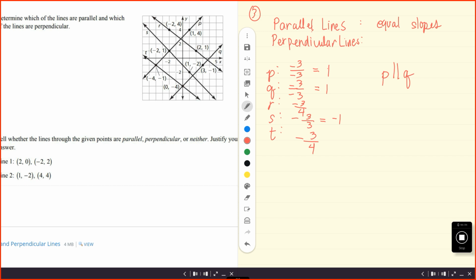Okay, now that we have all their slopes, I think we can make more conclusions as to whether they are parallel or perpendicular. So what else are parallel besides P and Q? RT, very good. So R is parallel to T because they have the same slope. Perfect. And Q and S. Q and S are what? Parallel or perpendicular? Parallel? I don't think a positive one and a negative one are. They're just perpendicular. Good.